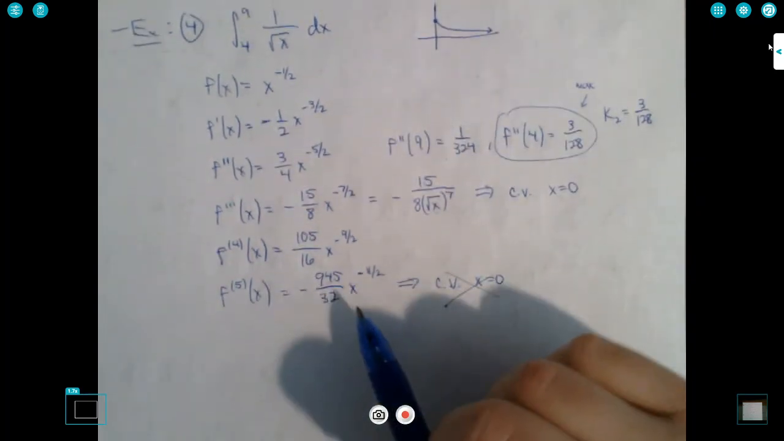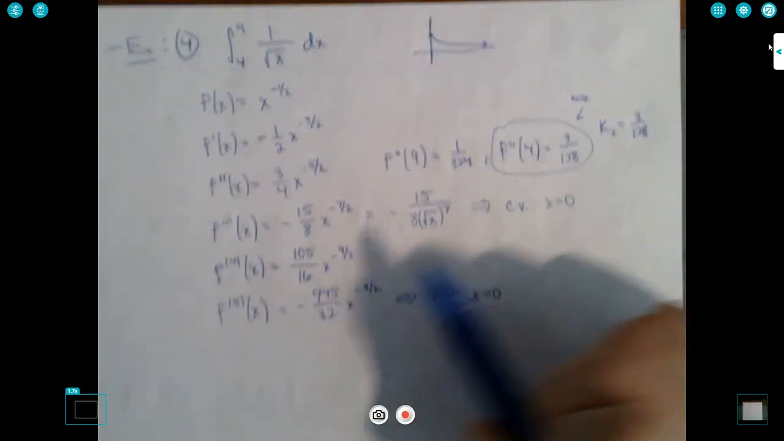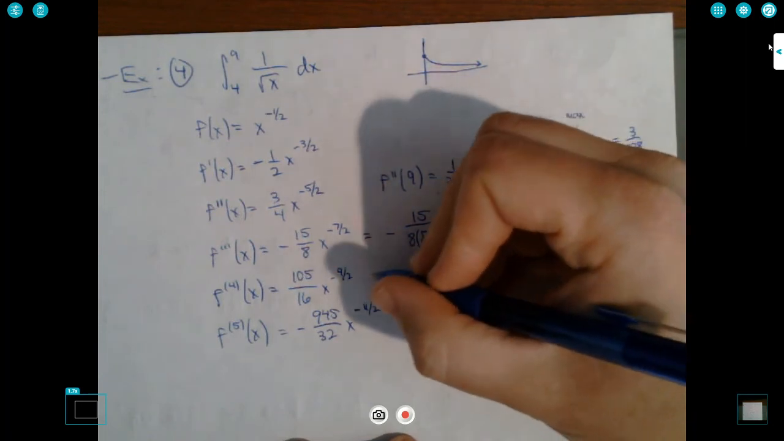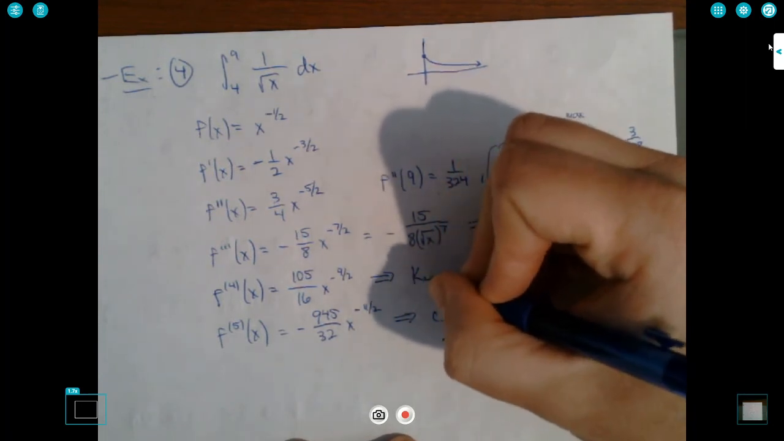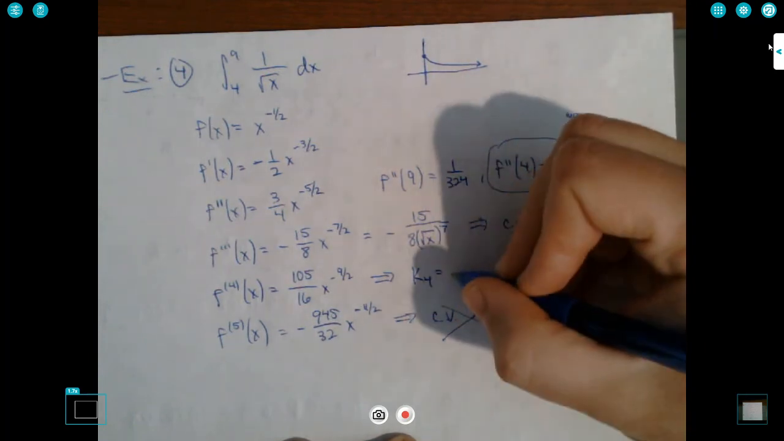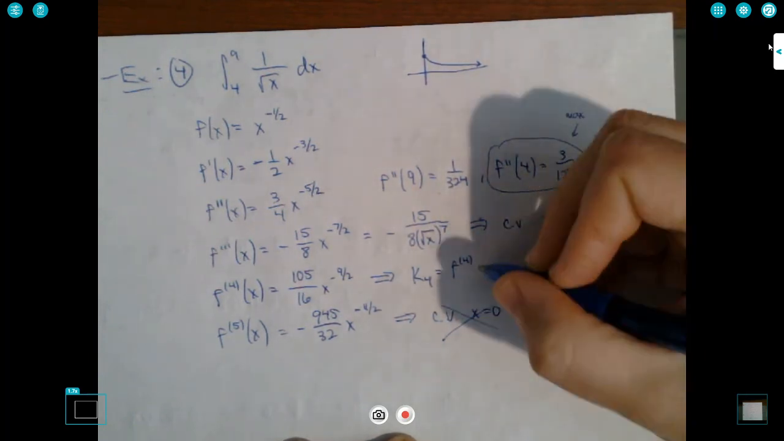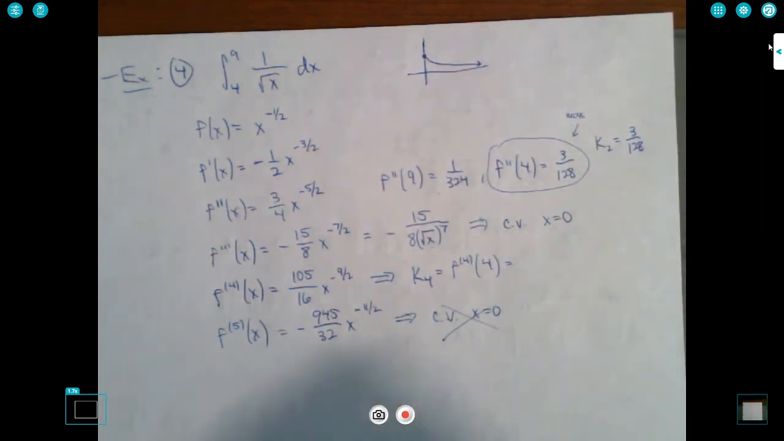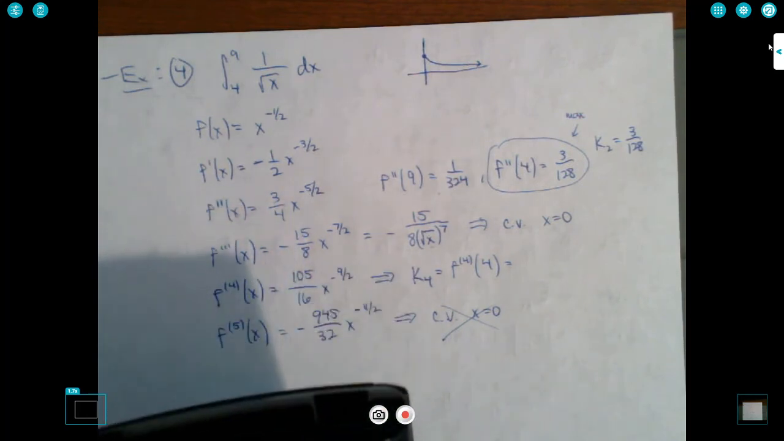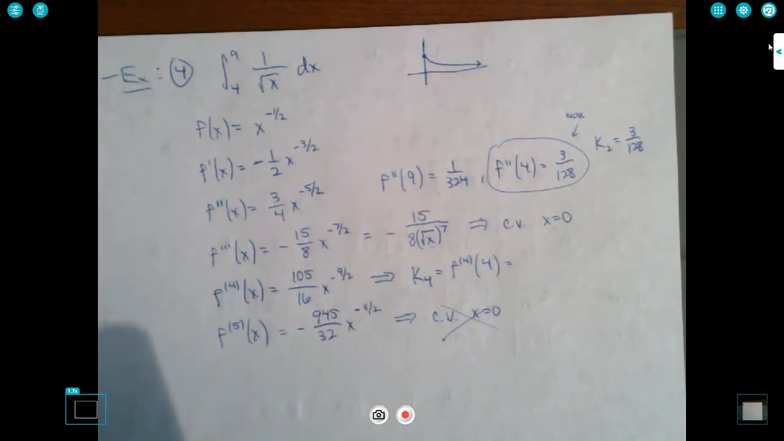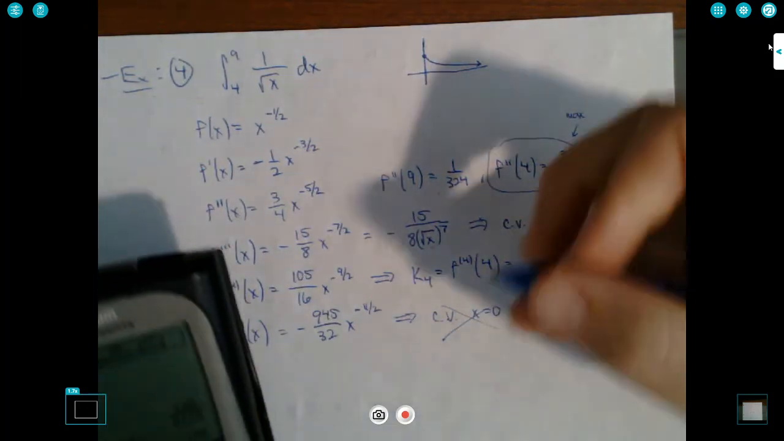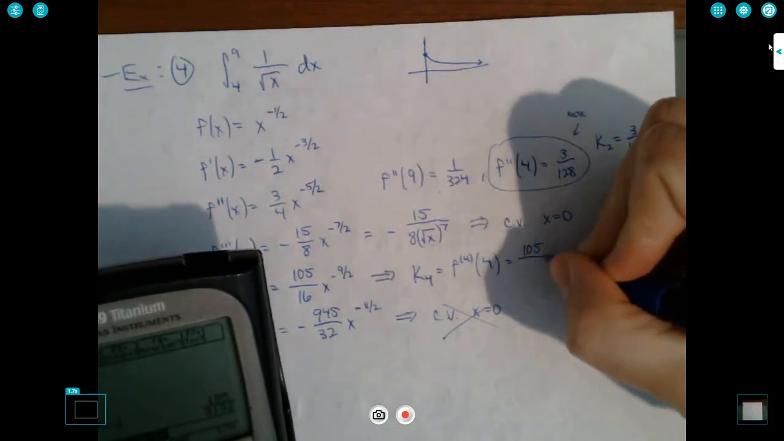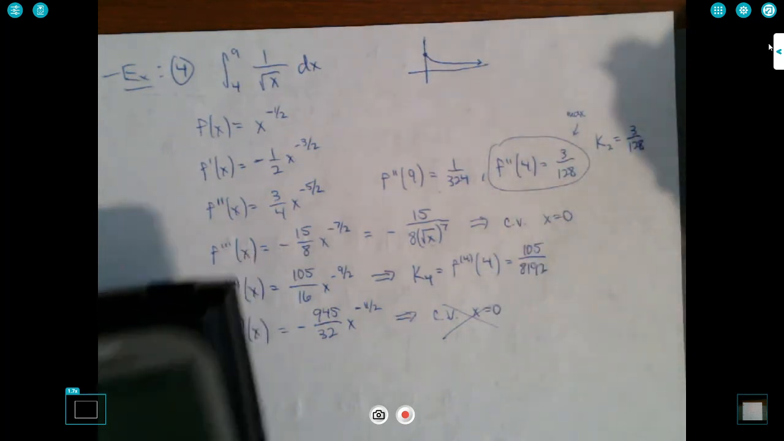So I'm going to go ahead and say that the maximum value, K4, is going to be the fourth derivative of 4, which is going to be 105 over 16 times 4 to the negative 9 halves. And that comes out to 105 over 8,192. So there's K4.